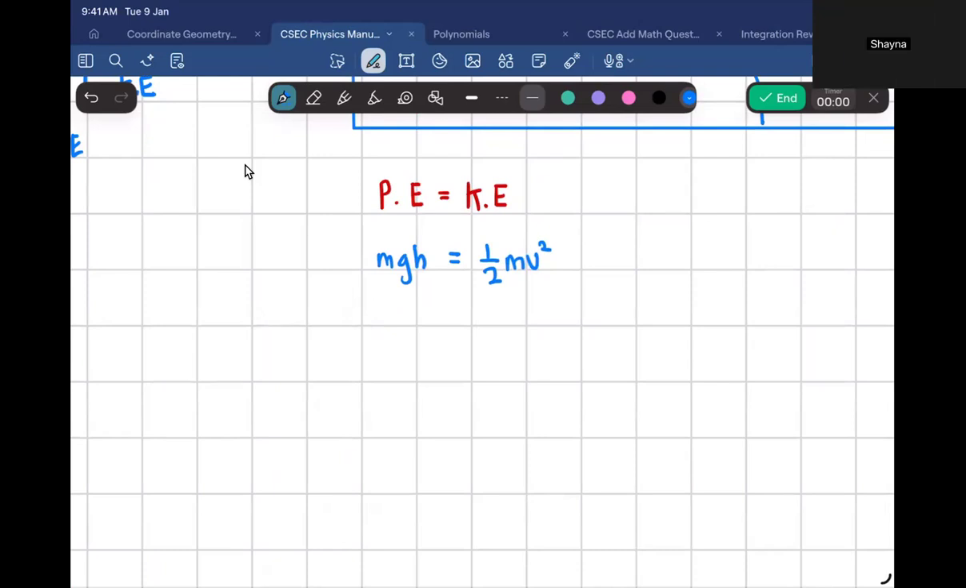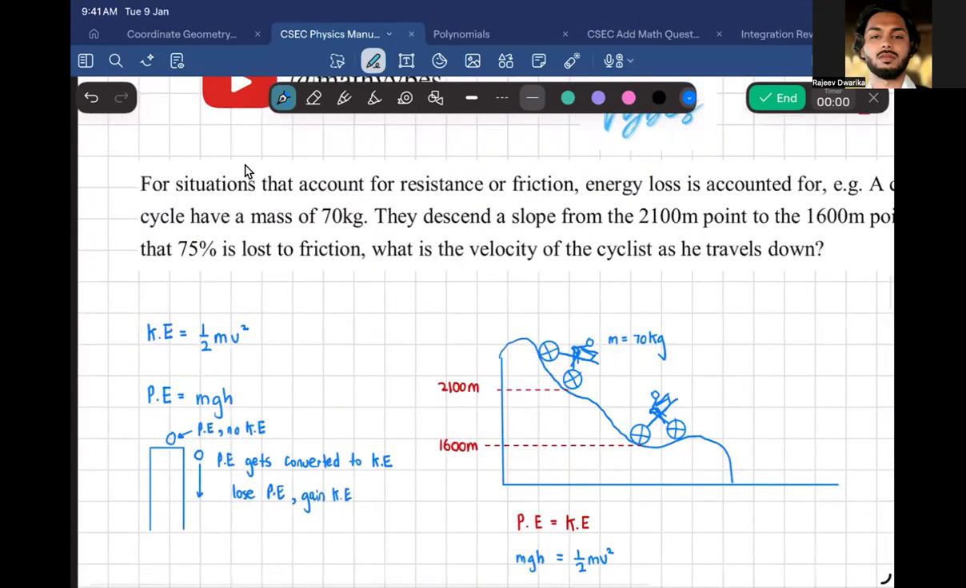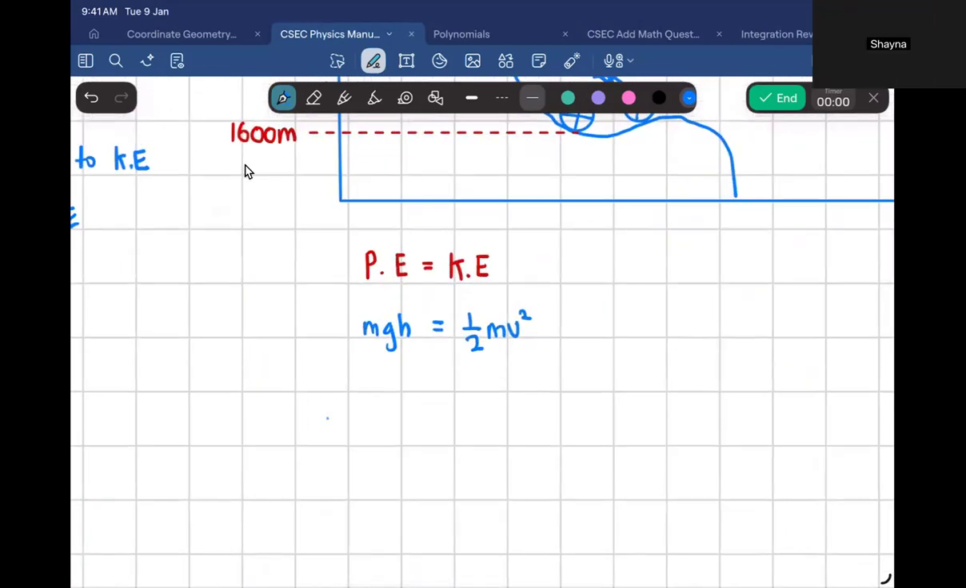If 75% is lost, then 25% remains, right? Yes, sir. So we would just have to find 25% of mass times gravity times height, because this would give us total energy, right? Yes, sir. So 25% of mgh is equal to half mv squared.